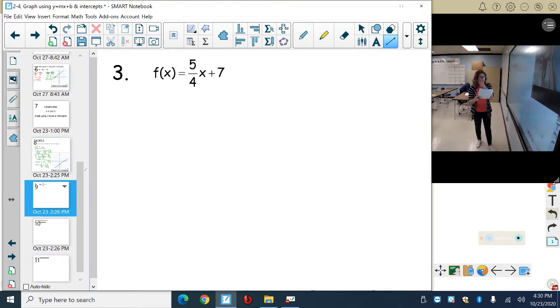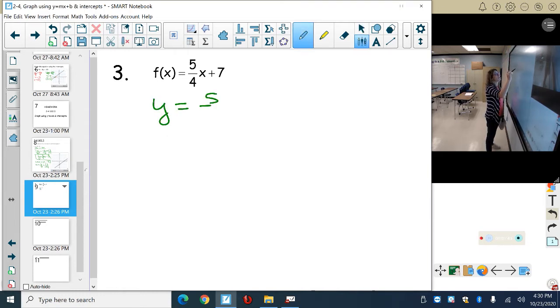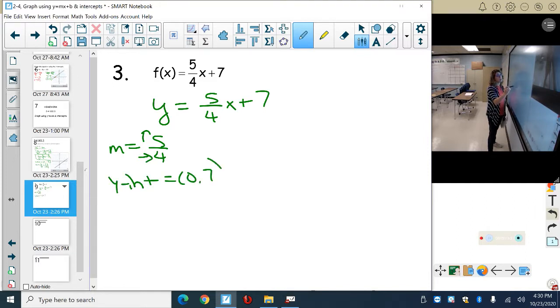Same thing with number 3. It gives you f of x equals 5/4x plus 7. F of x is the same thing as y, folks. It's exactly the same thing as y. So since it's exactly the same, you can just simply put y is equal to 5/4x plus 7. So that means my slope is 5/4, so I'm going to go up 5 and to the right 4. My y-intercept is 0, 7.